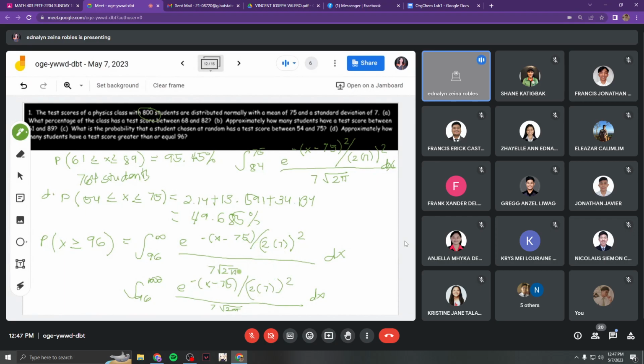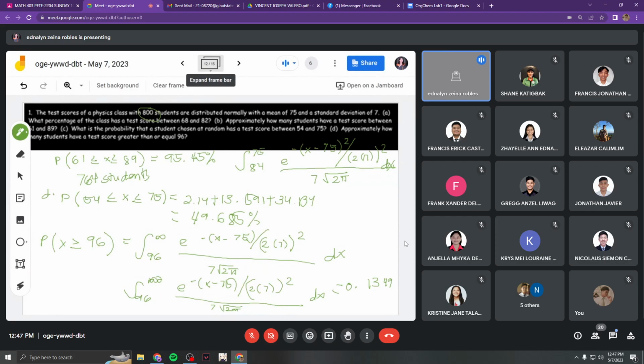And what is the answer to this? If you try solving this, you can get 0.13%, so 0.1349%. And 13% of 800 is what? What is 13% of 800? 104 po. Yes, 104. So 104 students can have a score greater than or equal to 96.